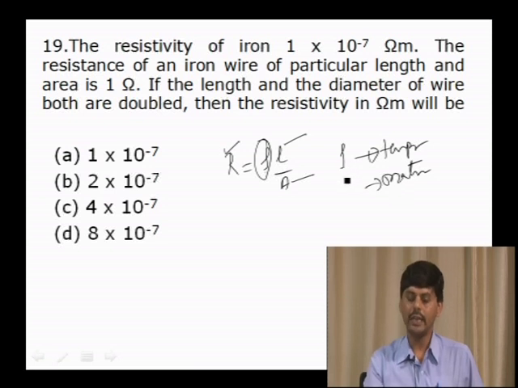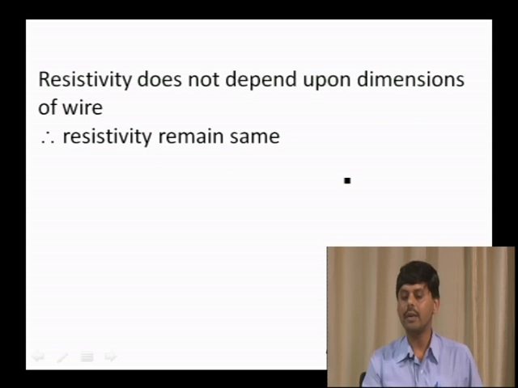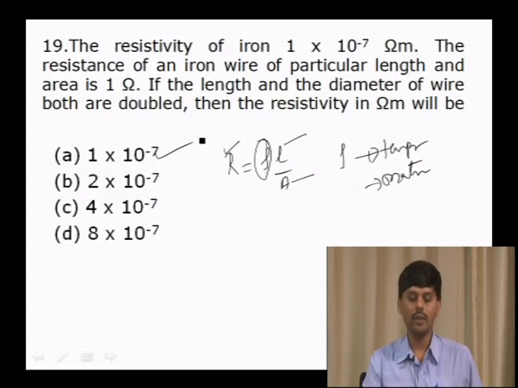Suppose you are changing the diameter or increasing the length or decreasing the area, whatever it may be, resistivity of the material does not change. So resistivity does not depend upon the dimensions of the wire. Therefore, resistivity remains the same. Hence, the correct answer is the first one, 1 into 10 raised to minus 7.